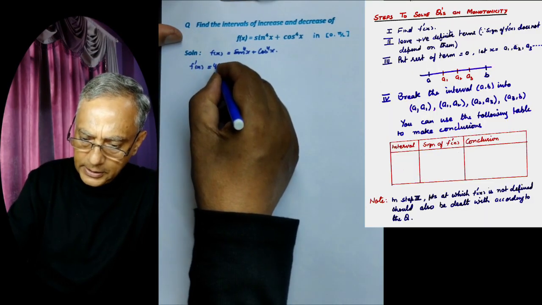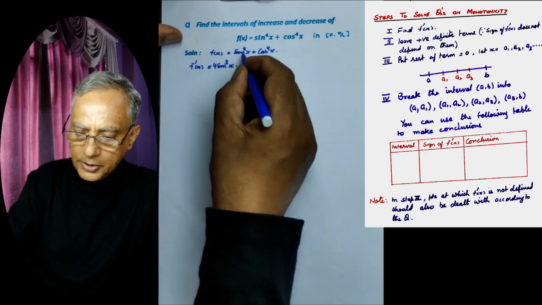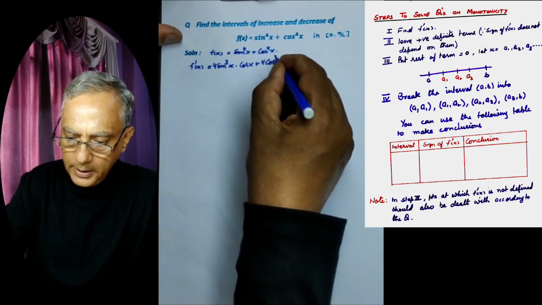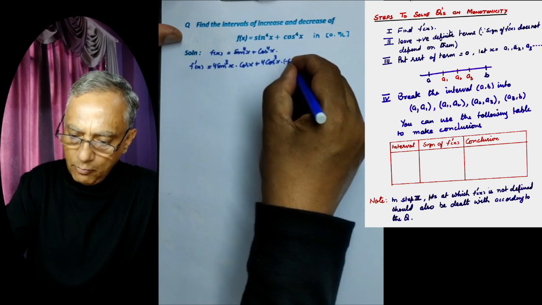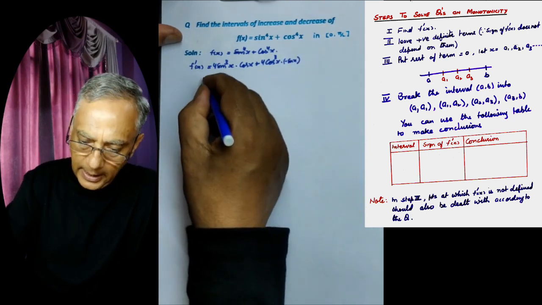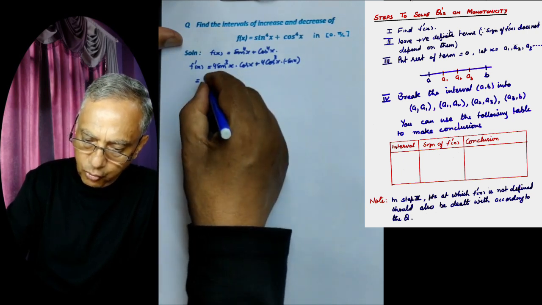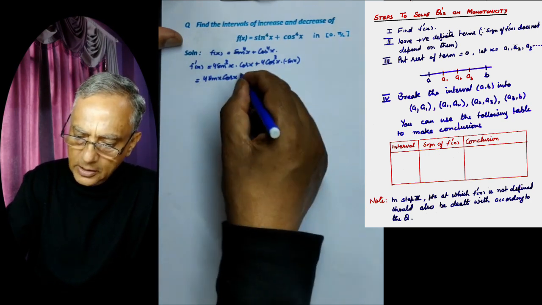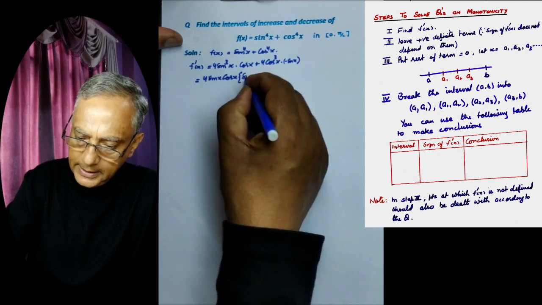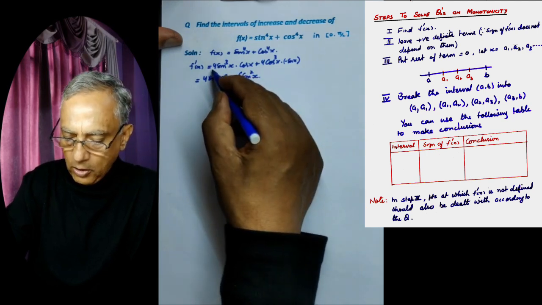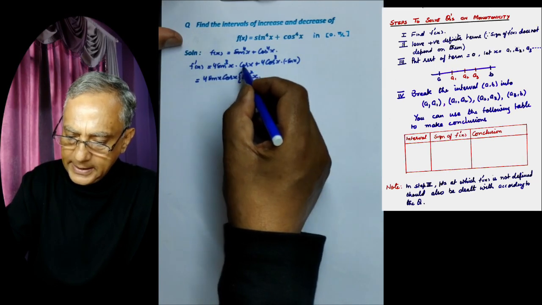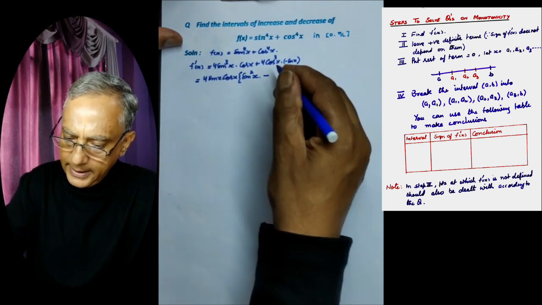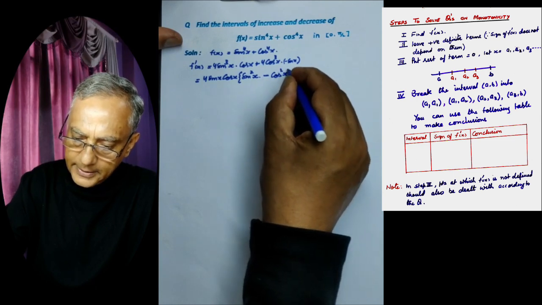It is 4 sine cube x into differential of sine x, which is cos x, plus differential of this 4 cos cube x into differential of cos, which is minus sine x, and this is equal to 4 sine x cos x is common. We are left with sine square x from here, because sine x and cos x are common. From this bracket we will get minus cos square x.